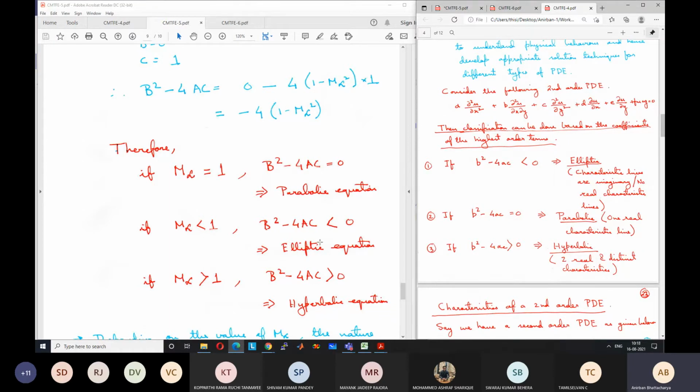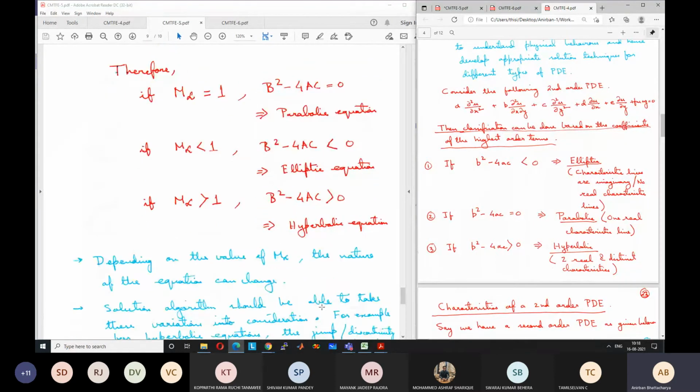When the velocity is greater than speed of sound, or Mach number greater than 1, the term inside is negative. So negative, negative, it becomes positive. So B square minus 4AC is positive, and this becomes a hyperbolic equation. So what I'm trying to show here is that the nature of the equation itself changes based on the Mach number. So it is elliptic if the Mach number is very small, but if it is greater than 1, this becomes a hyperbolic equation.